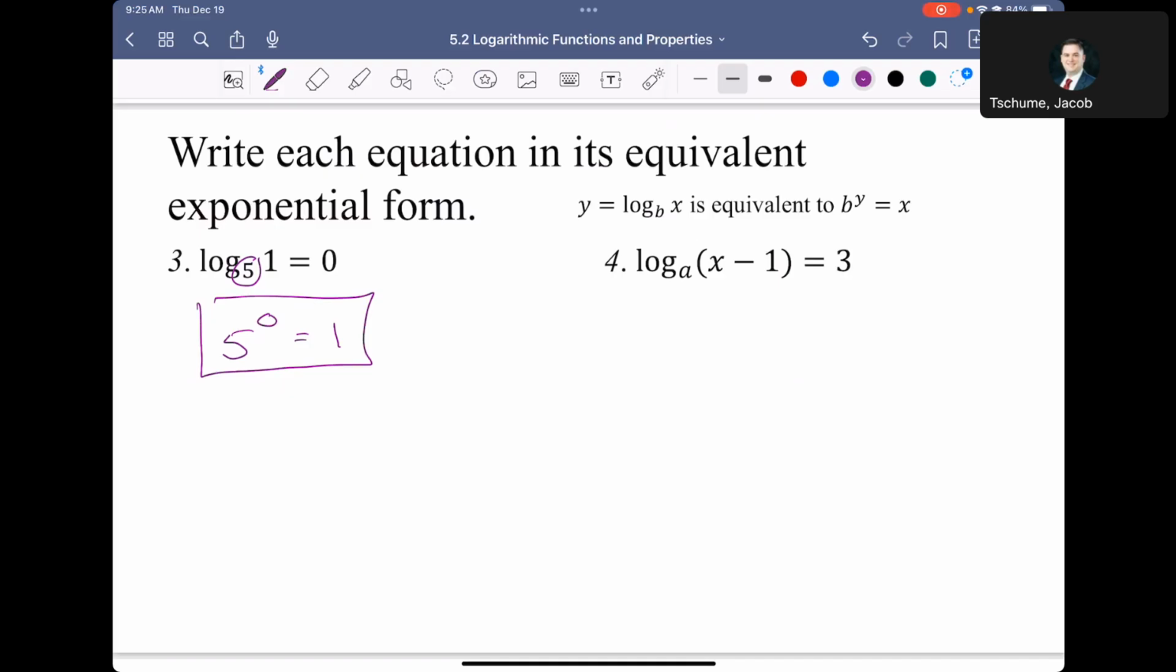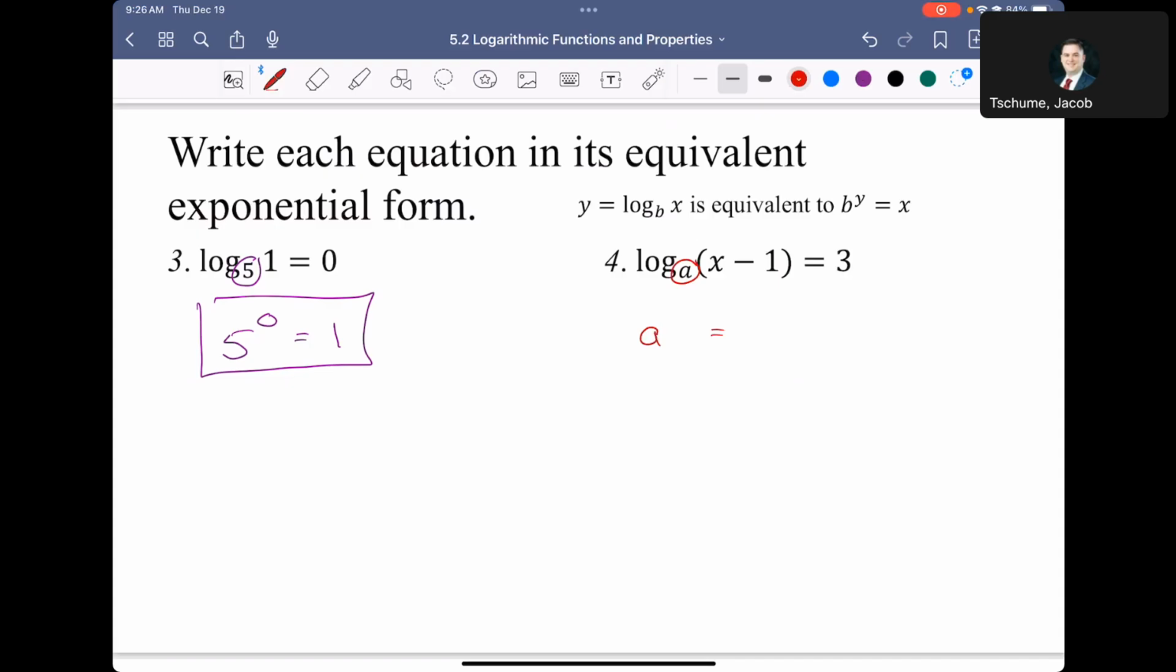Now, something we'll see, and I think in the next video, is that you won't always have all the numbers given to you. So what if it's something like this on number 4? You've got log base a of x minus 1 is equal to 3. Well, once again, identifying the base of your logarithm, a, means that's going to be the base of my exponent. And you're going to flip-flop the other two parts.